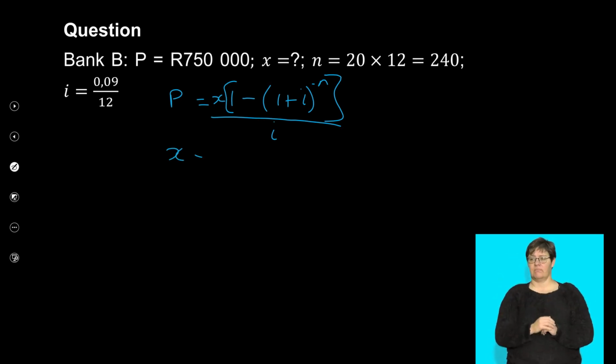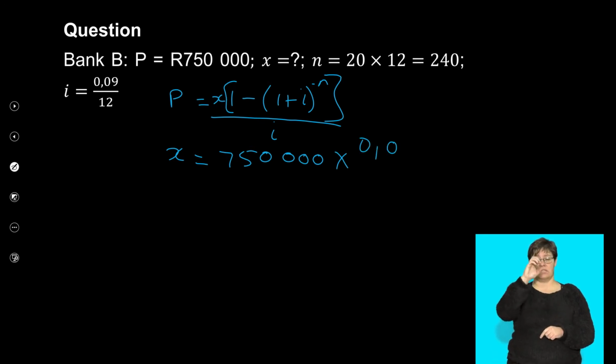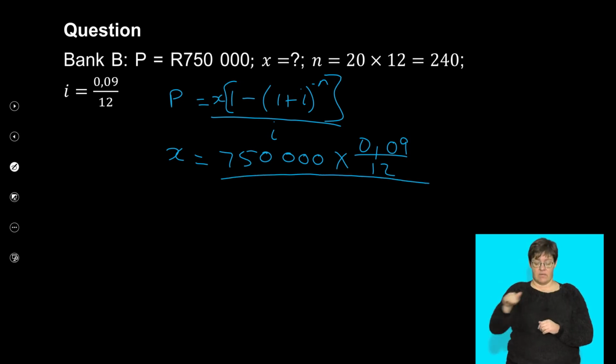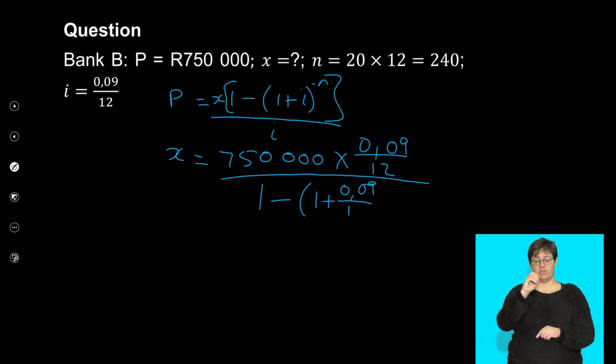Remember, X will be equals to 750,000 multiplied by 0,09 divided by 12, all of this divided by 1 minus (1 plus 0,09 divided by 12) to the exponent of negative 240 for this one, because it's 20 years.